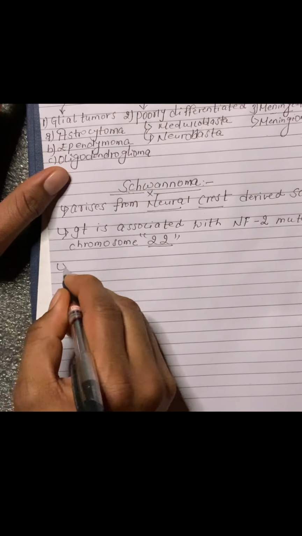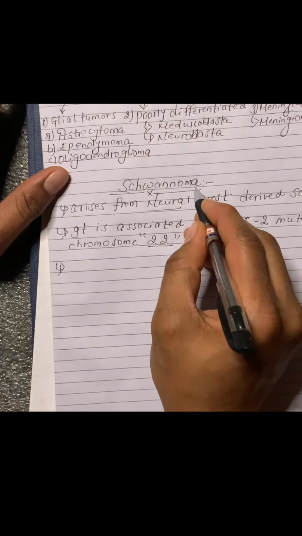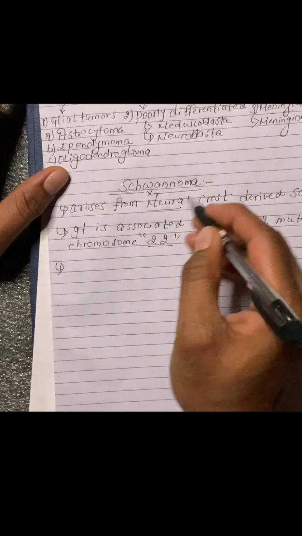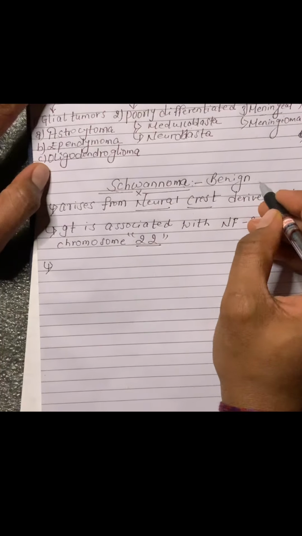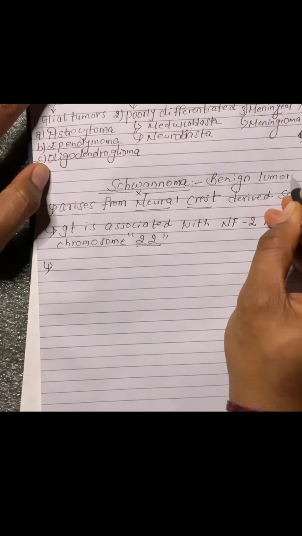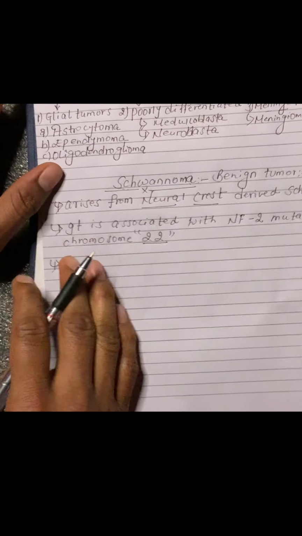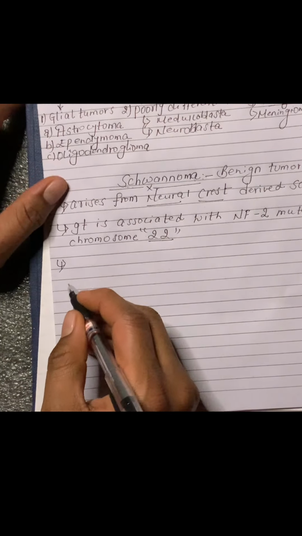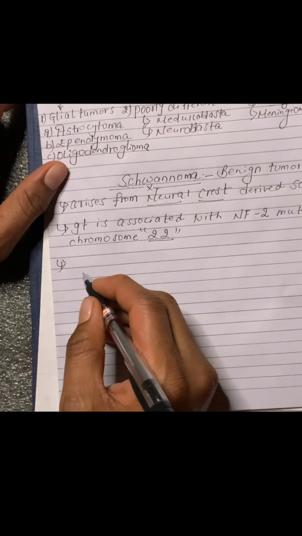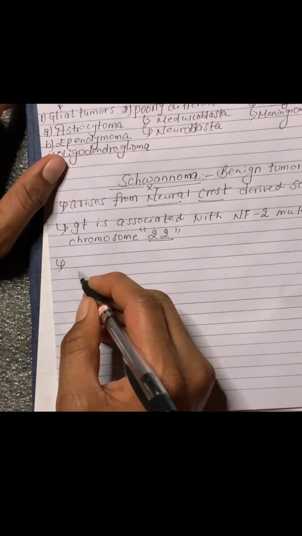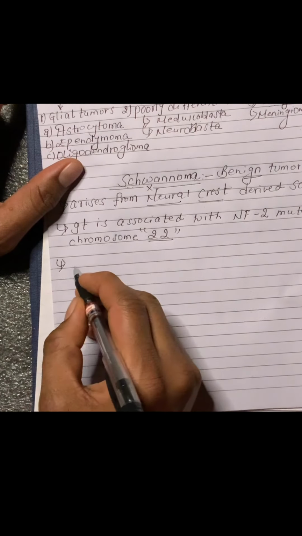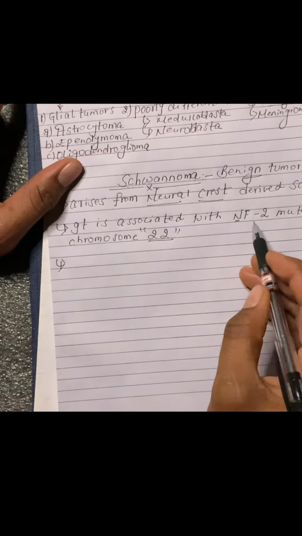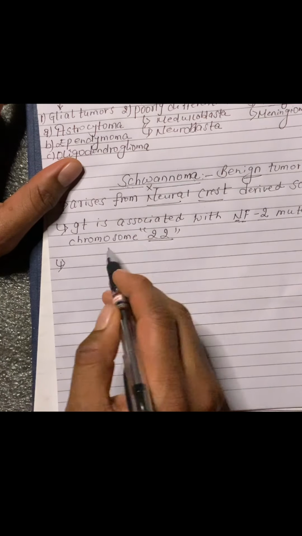What will be the site? First, let me mention some points about this. Schwannoma is a benign tumor, guys. So it usually does not metastasize, right? Metastasis is a characteristic of most malignant neoplastic tumors. Okay guys, so the mutation is an NF2 mutation of chromosome 22.